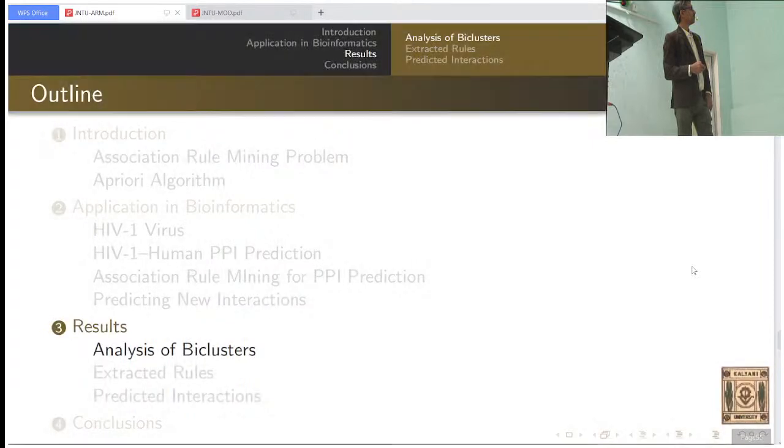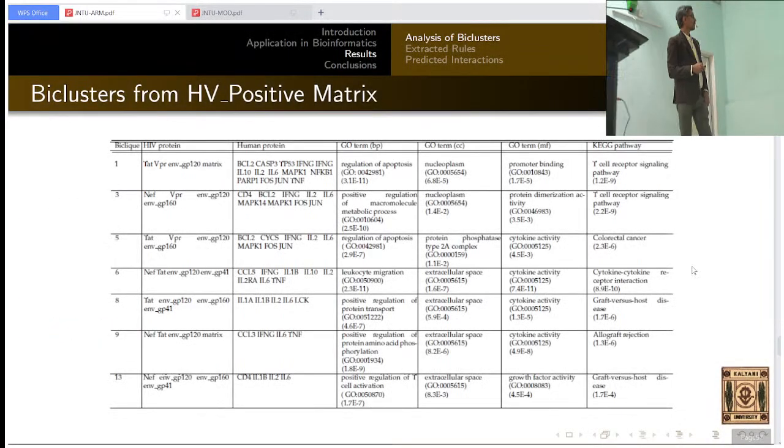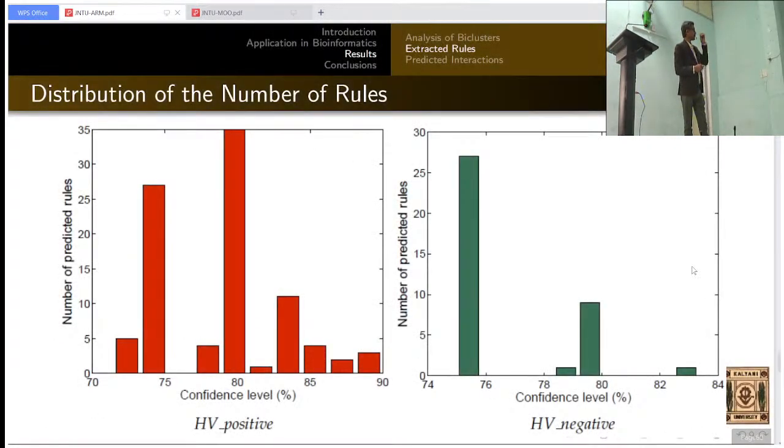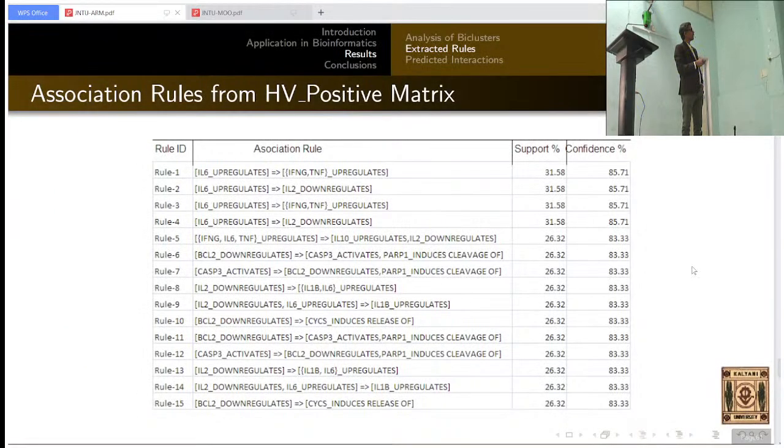I'm skipping some of the biological analysis. These are some extracted rules with different confidence values, from both directions. These are some example rules, the human proteins along with the types, and these are the support and the confidence values of these rules. And these are the predicted interactions.